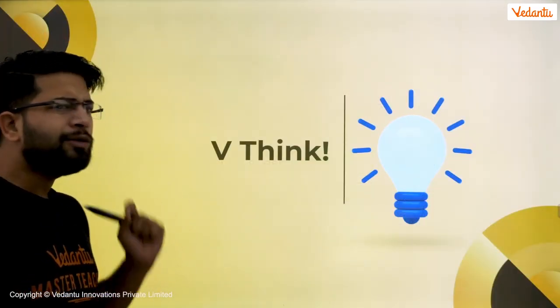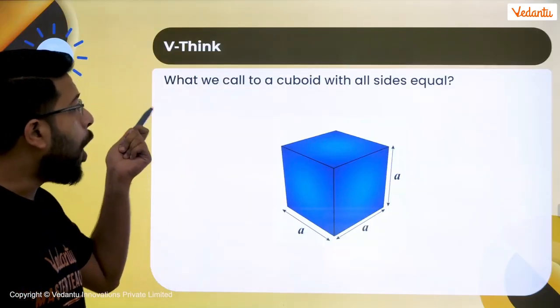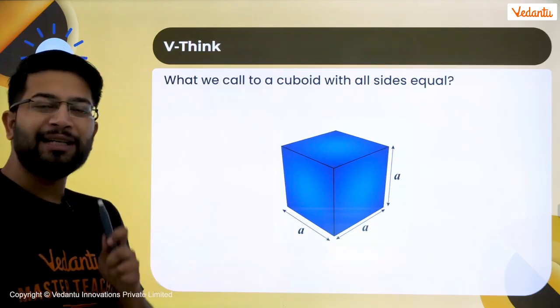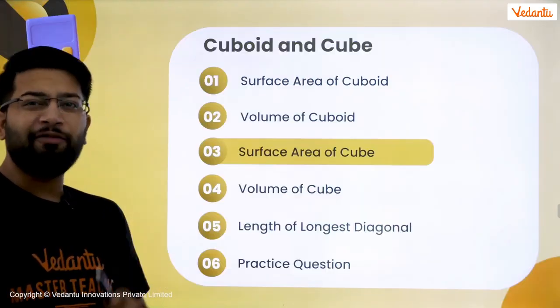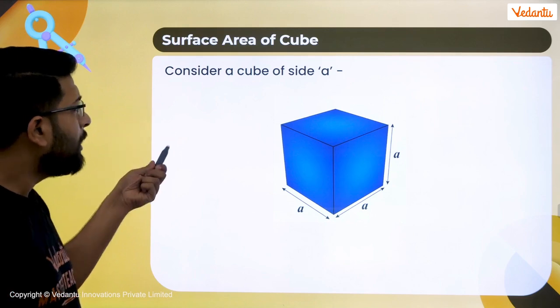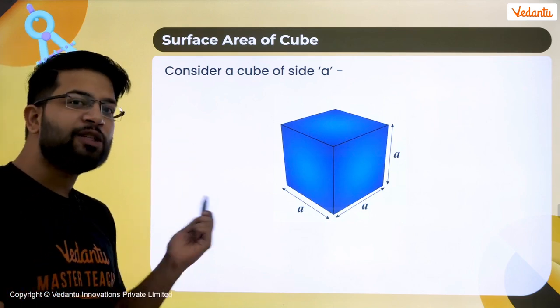Very good. So now champ, one question to think about. What if the cuboid has all the sides equal? If length, width and the height of the cuboid are equal, then that will be known as the cube. So champ, in the cube, every face is not a rectangle, every face will be a square.